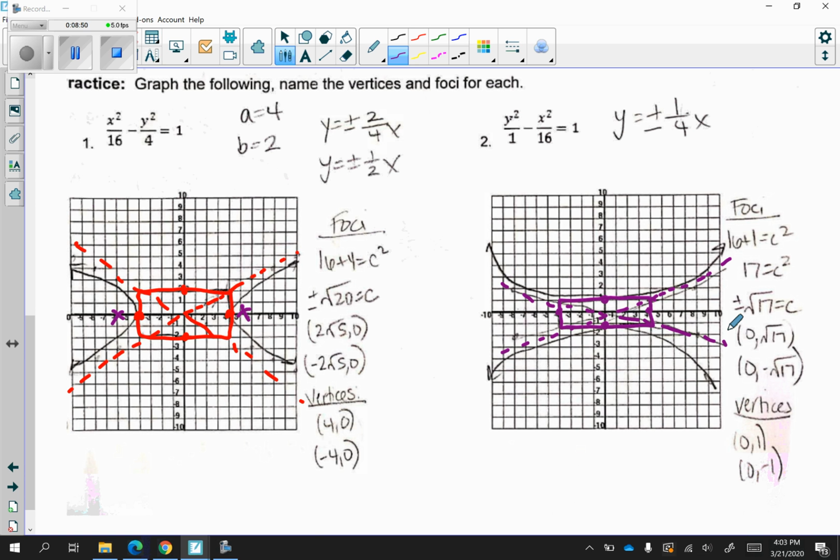My foci is 16 plus 1 is equal to c squared, which is radical 17. Again, my foci is going to be on the positive axis, which is going to be the y. So it's going to be approximately here and here, 0, radical 17, 0, comma, negative radical 17. And don't forget that my vertices are 0, 1, and 0, negative 1. This is my hyperbola.